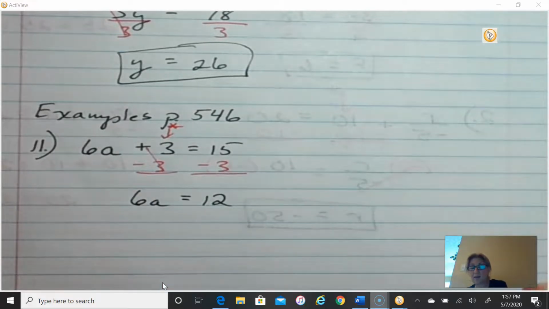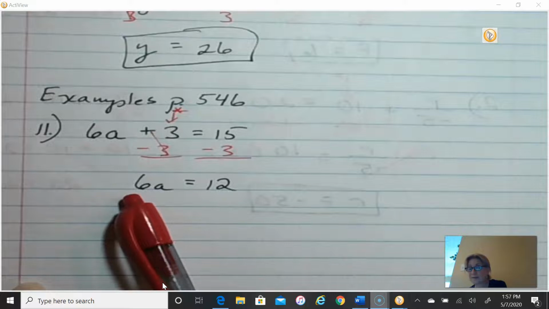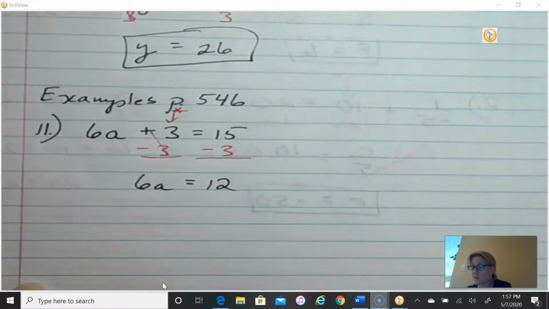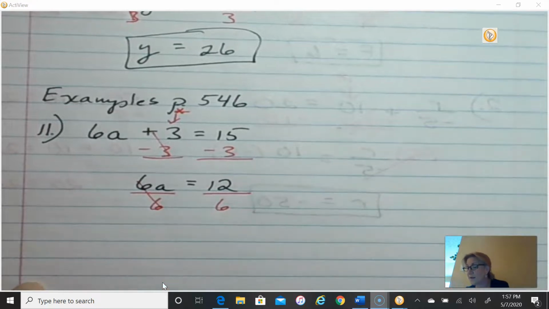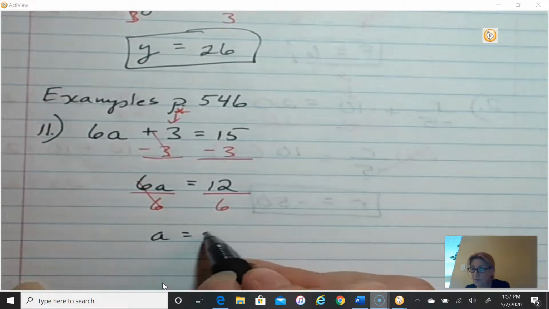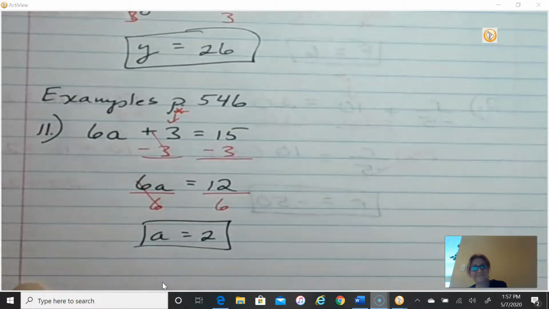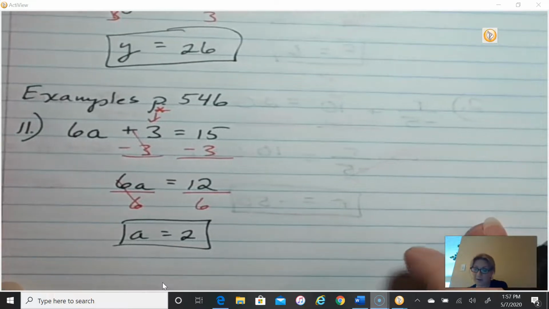All right, now I'm going to get rid of the 6. We're multiplying here, so we're going to divide both sides by 6. A equals 2. There you go. Hopefully you are getting these right.